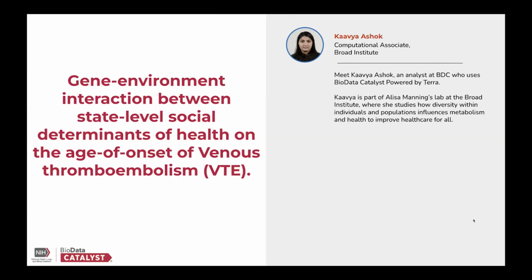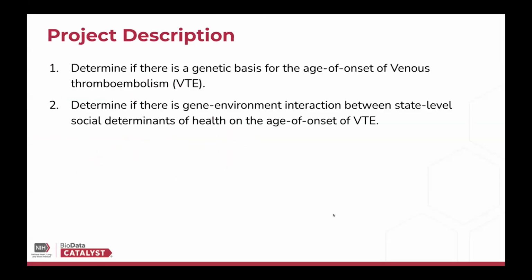I'm very excited to present my project to you all today, which is gene-environment interaction between state-level social determinants of health on the age of onset of venous thromboembolism. There are two main goals for this project. The first is to determine if there is a genetic basis for the age of onset of venous thromboembolism, or VTE. The next is to determine if there is gene-environment interaction between state-level social determinants of health on the age of onset of VTE.